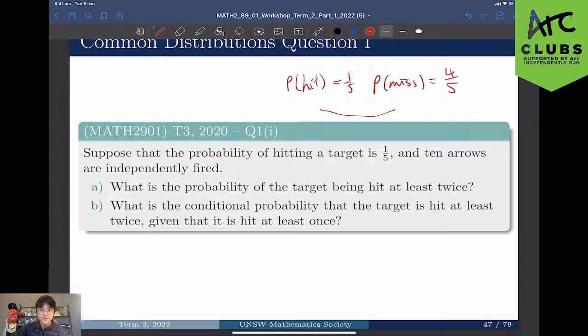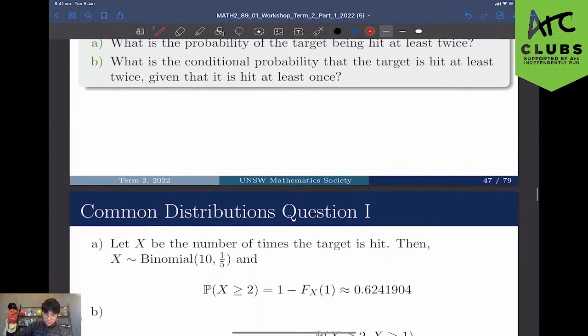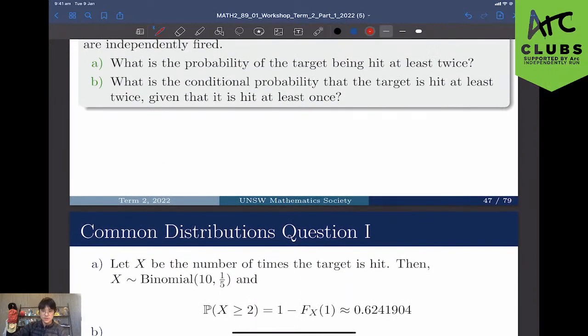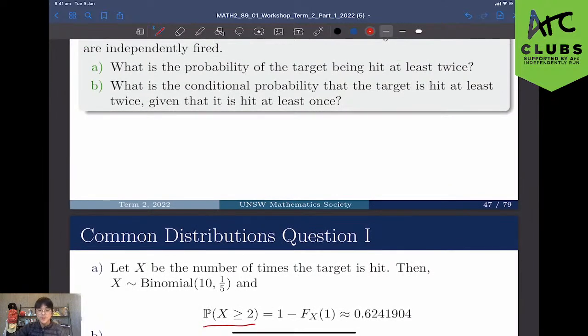So what is the probability of the target being hit at least twice? If we let x be the number of times that the target is hit, then the probability that the target is hit at least twice is going to be the probability of x larger or equal to 2. And if we want to calculate it using R, the probability that x is larger or equal to 2 is also going to be 1 minus the probability that you hit it 0 times and the probability that you hit it 1 time.